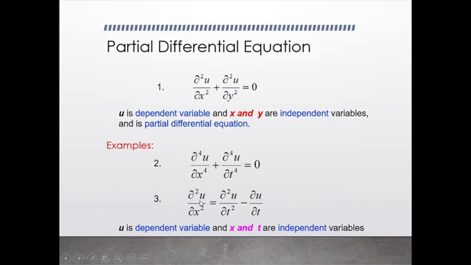Here are other examples of partial differential equations. As you can see here, x and t, then x and t, so we have two independent variables. It could be 3, 4, or 5 and more independent variables. It depends upon the equation.